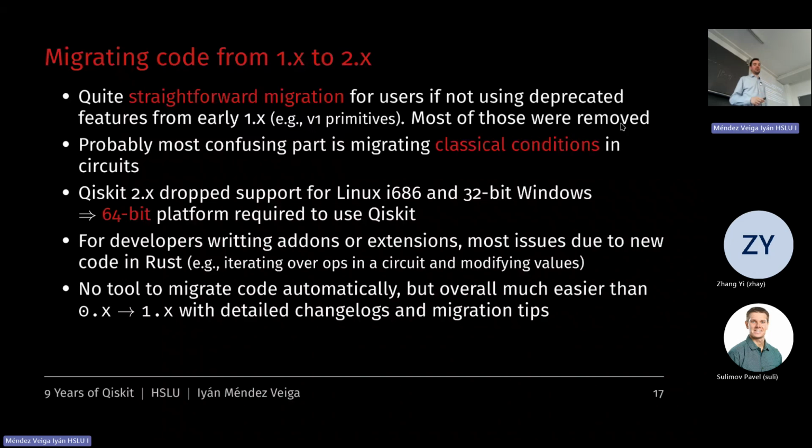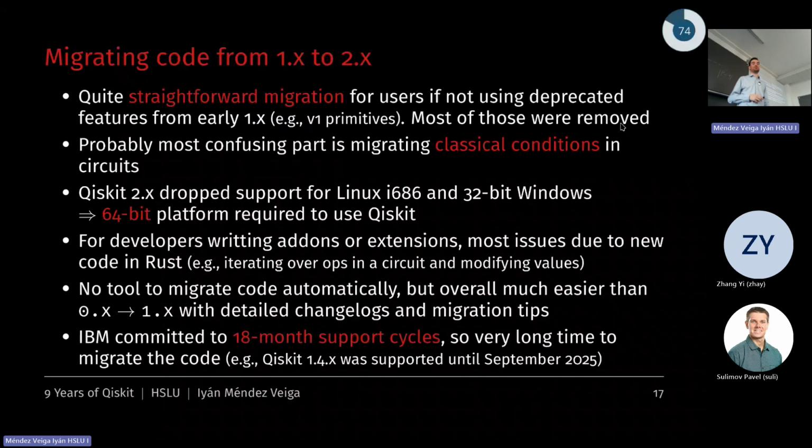Yeah, there is no magic tool to migrate code, but as I said, better not to have one. And as I said, IBM is now committed, since 2.0, to 18-month support cycles. So we have plenty of time. We can start our course, keep using the same version, and then migrate in the next iteration. We don't have to keep worrying that, oh no, there is a new release, now everything will break for my students.